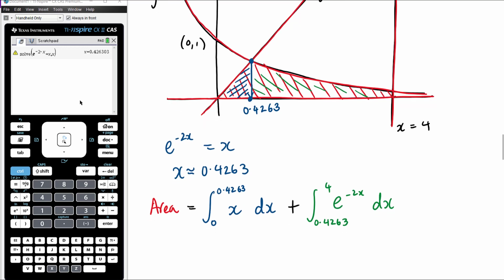Okay, so let's get our CAS to evaluate that, correct to 3 decimal places. So we're going to do shift plus for an integral, 0 up to, I'm going to type this number in, 0.42, or copy and paste it here. You could copy and paste it, then you have to go back and delete the x.